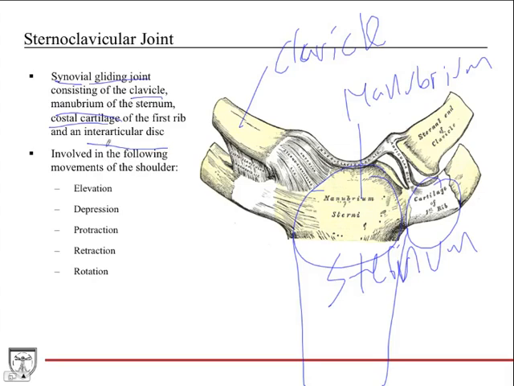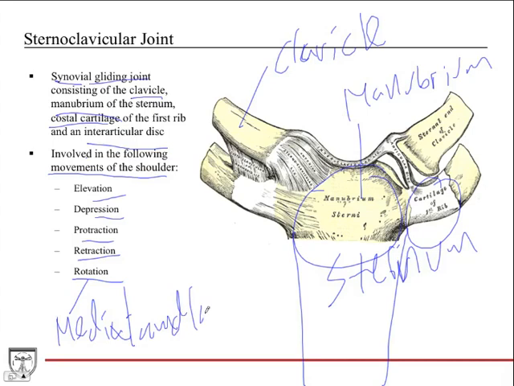So there are three bones involved here: the clavicle, the manubrium of the sternum, and the costal cartilage of the first rib. This joint is involved in a lot of movements with the shoulder joint: elevation of the shoulder, depression, protraction, retraction, and rotation. This would be both medial and lateral rotation. Elevation is obviously just going superior, depression inferior.